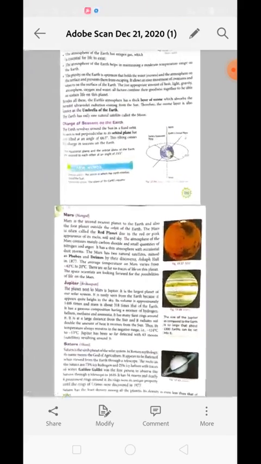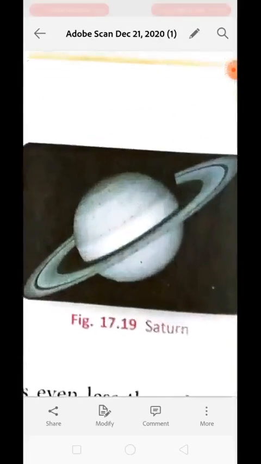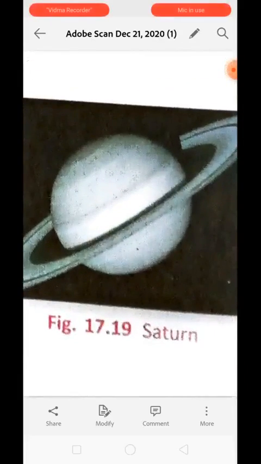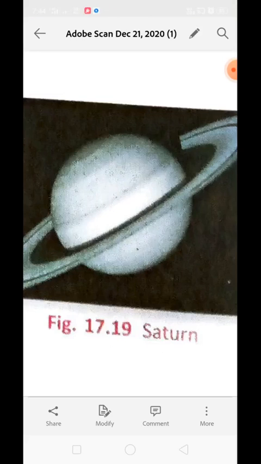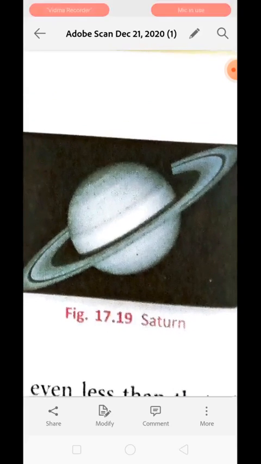The next is Saturn. See over here, this is Saturn. Saturn is the sixth planet of our solar system. In Roman mythology, its name means god of agriculture. It appears to be flattened when viewed from the earth through a telescope. Saturn is 75% icy hydrogen and 25% icy helium, means it is also too cold, with traces of water.